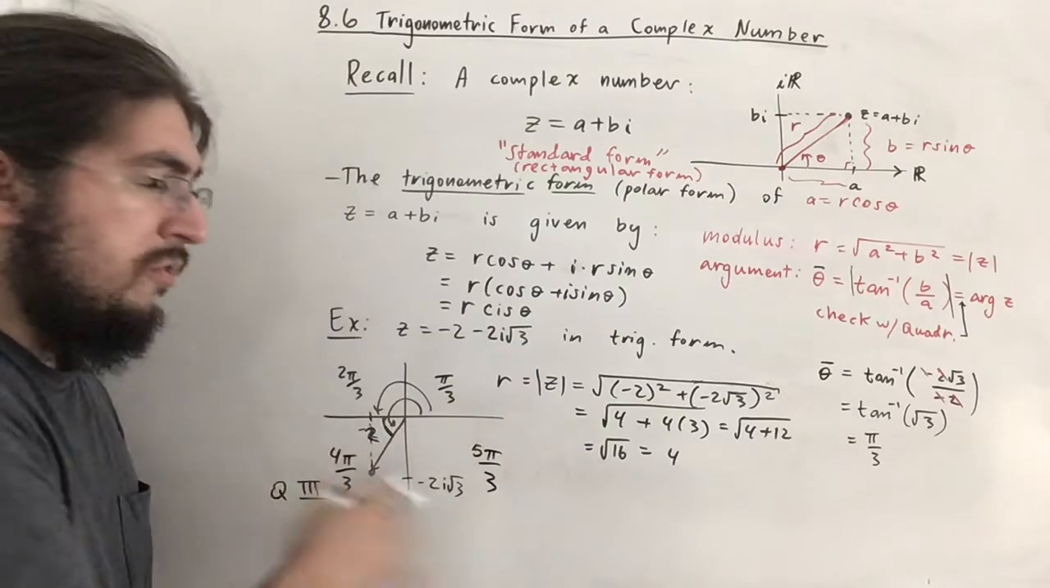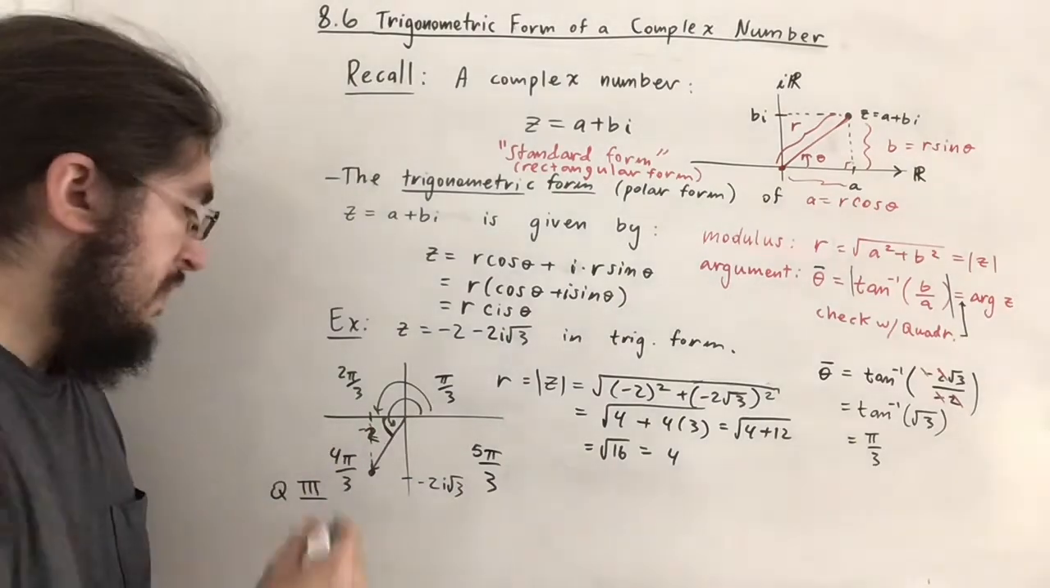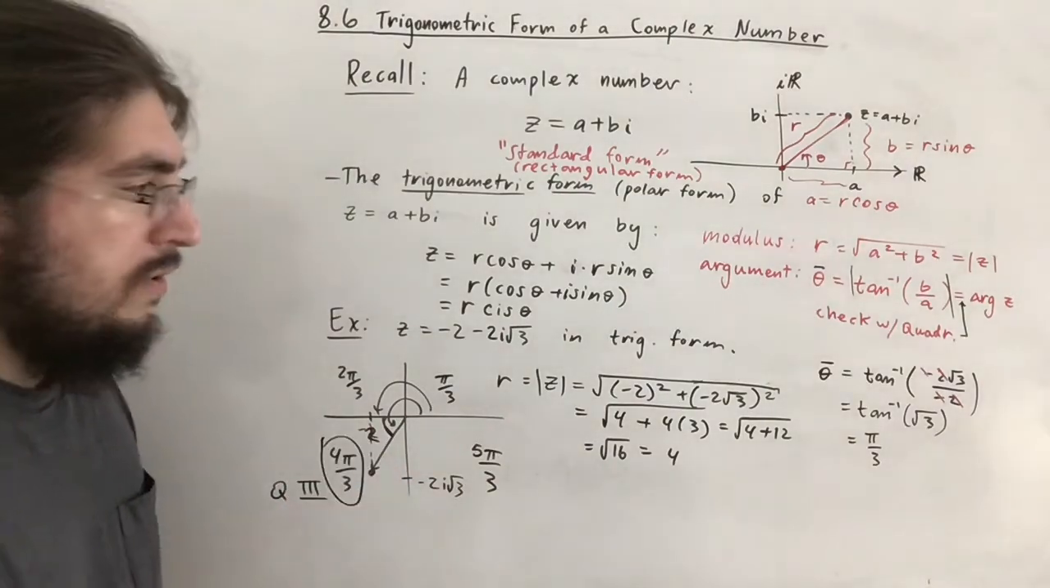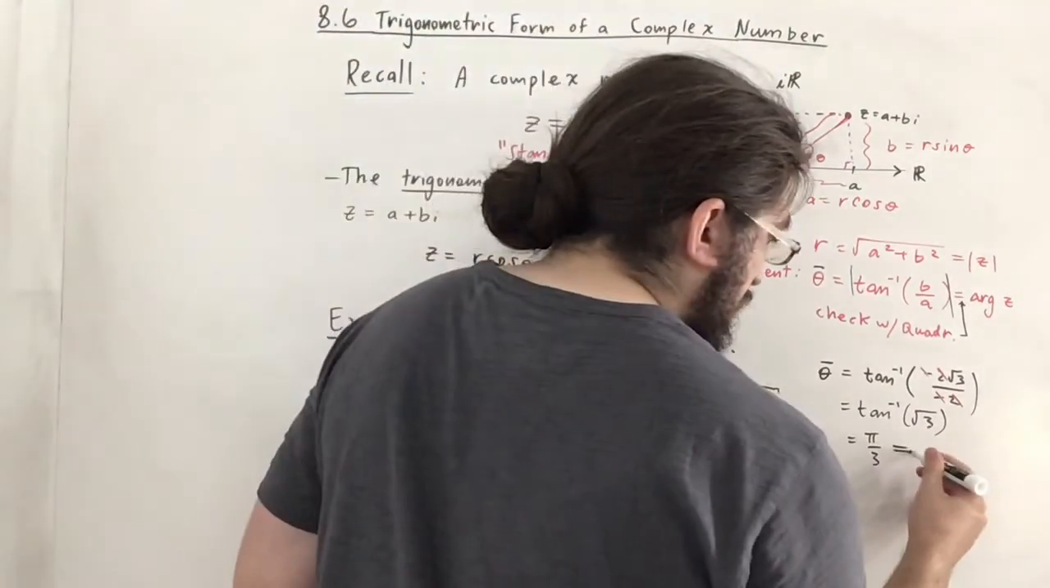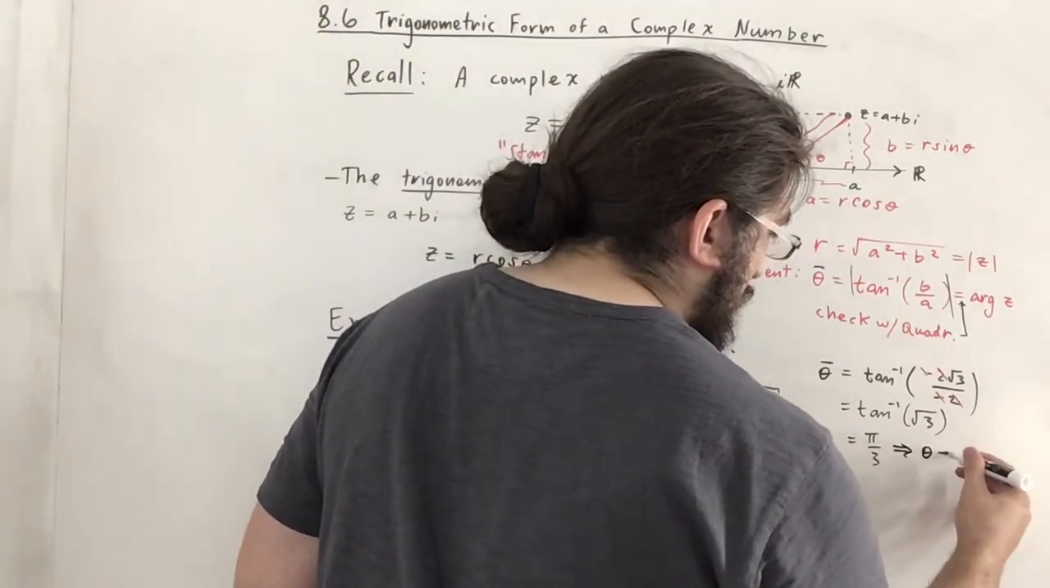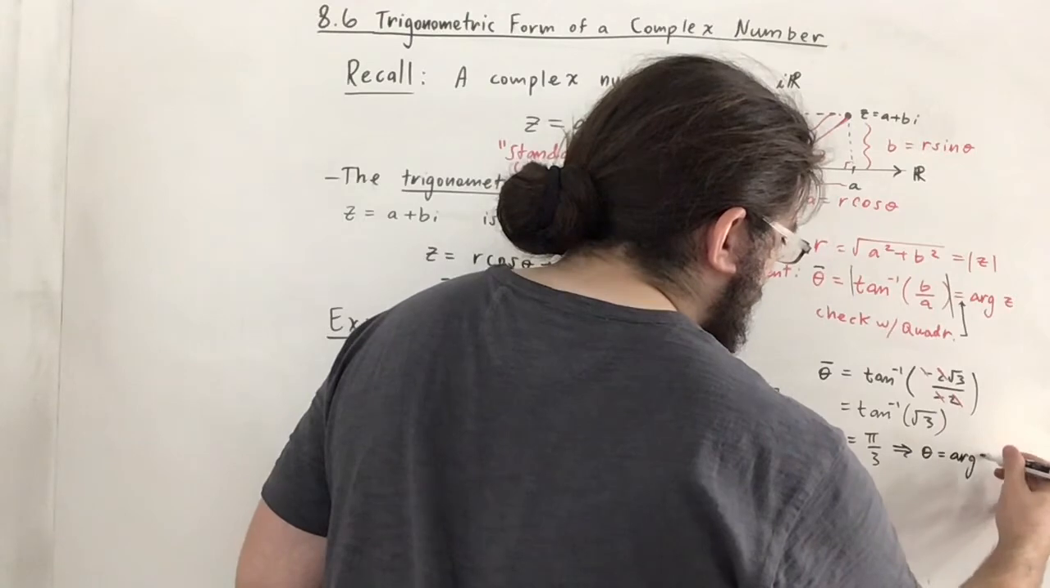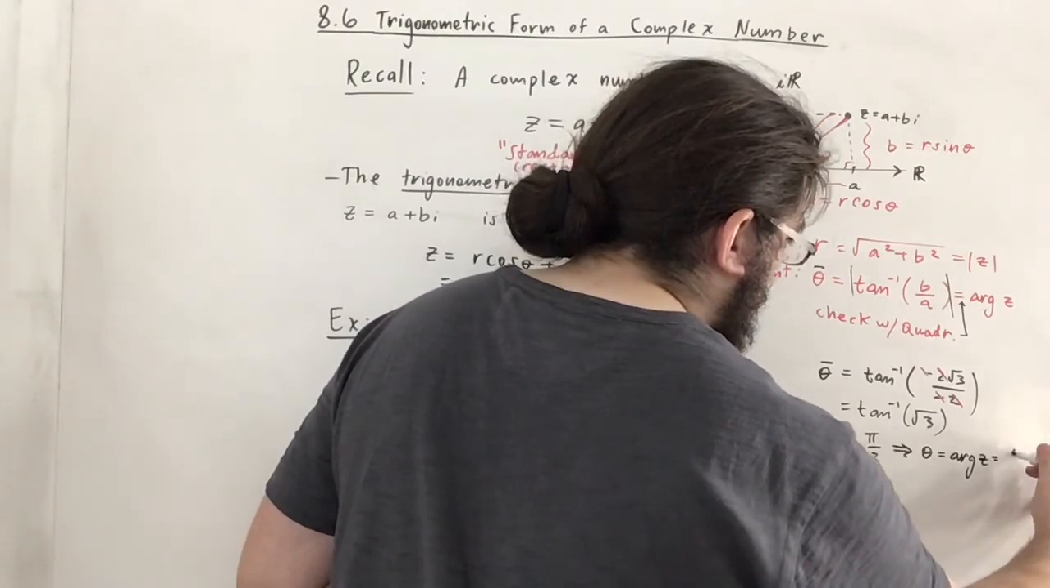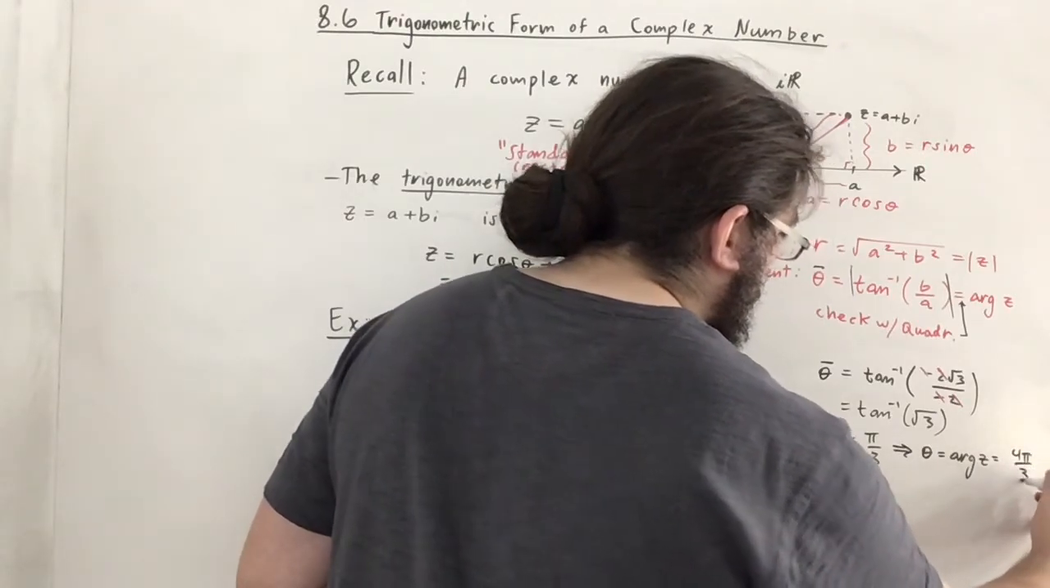So these are the over 3's in those quadrants, and that's the best way to remember that. So it's going to be 4 pi over 3 for sure. So this tells me that the angle, which again is known as the argument of z, is equal to 4 pi over 3. That's in radians.